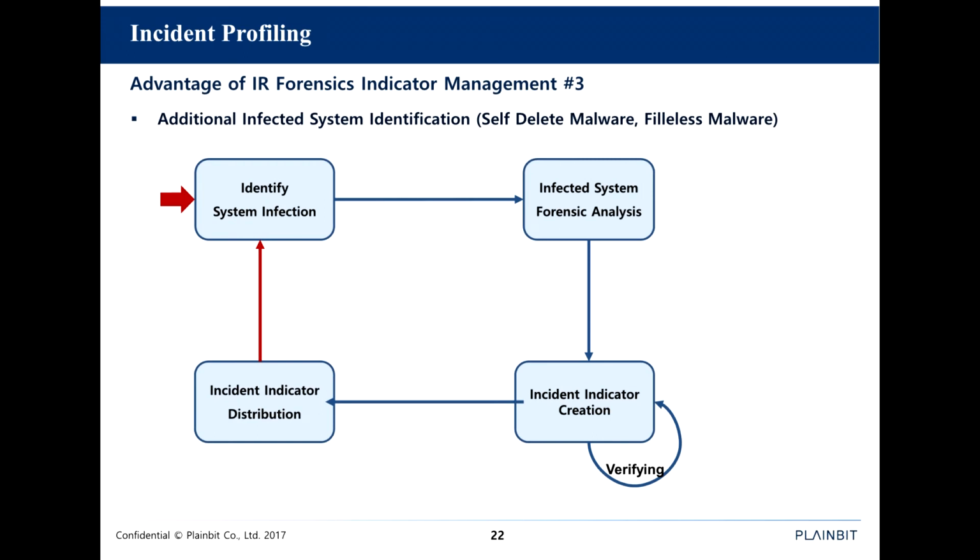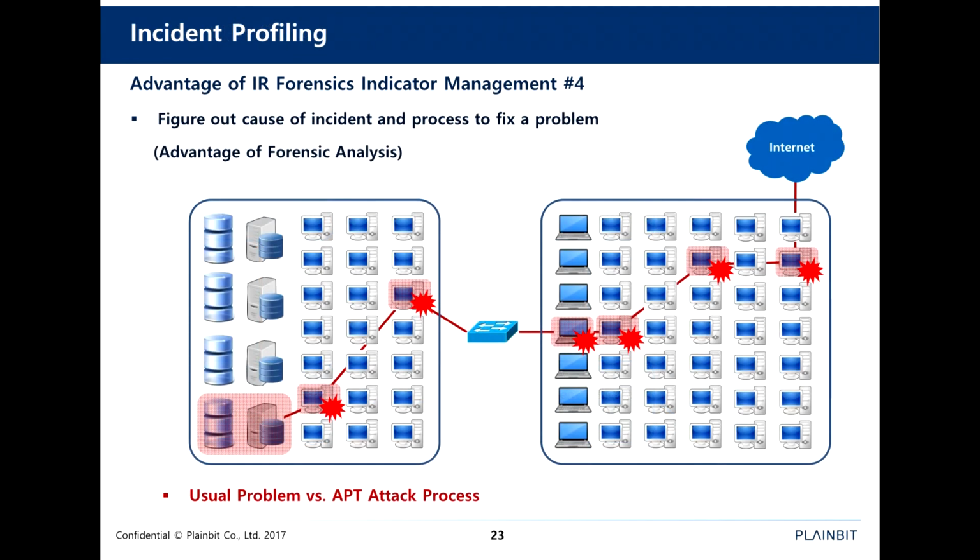Third, by using forensic IOCs extracted from systems where infringement has been identified, additional infected systems not yet identified can be discovered. Traditional detection methods are difficult if the malicious code is not currently running, but using forensic IOC can diagnose the behavior in the system. Fourth, because the forensic IOC is based on the attacker's actions, it can be effectively used to identify the causes and processes of the incident.